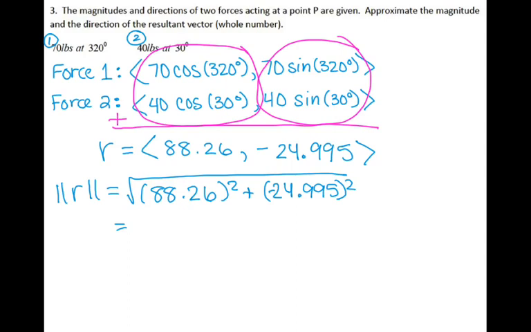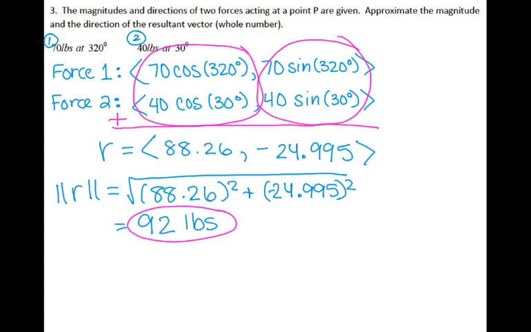So 88.26 squared plus negative 24.995 squared. And that gives me 91.73, but it does say to the nearest whole number, so we'll say this is 92. And it has the same units as the original magnitude, so this will be 92 pounds.